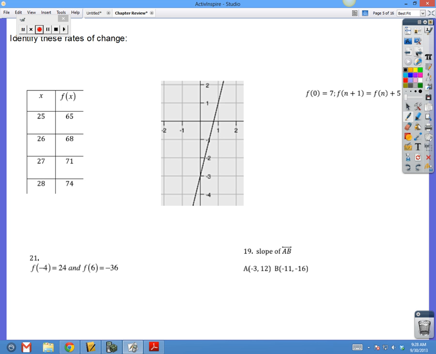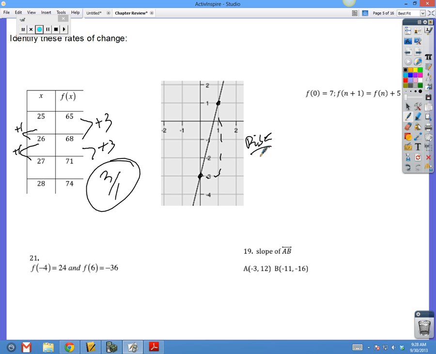Okay, rates of change. So you got to look at your table. These are going up 1, while these change up 3, up 3. So your change is going to be 3 over 1. Just 3. Here you got to find 2 dots. This is a linear. Go over and up. Rise over run. This is a positive line, and you go 1, 2, 3. You go up 4 over 1. So it's going to be 4 over 1.